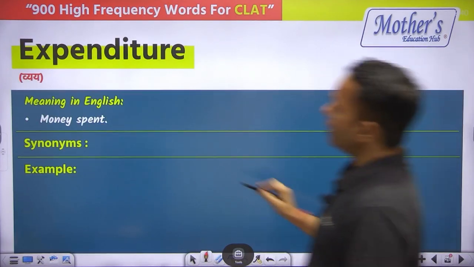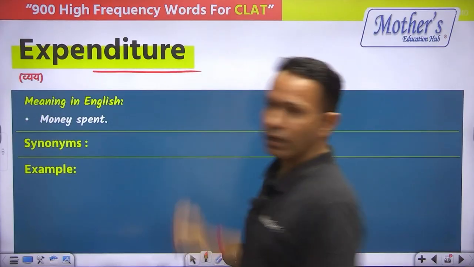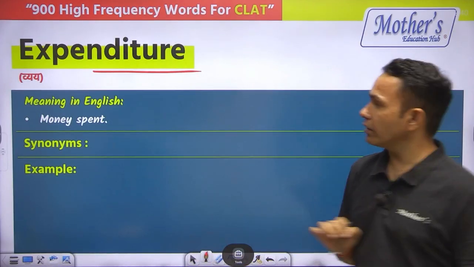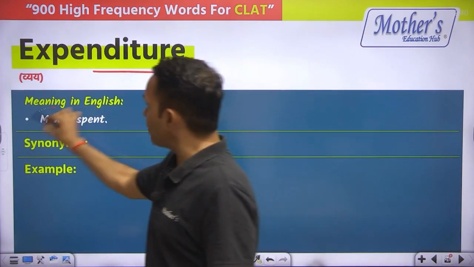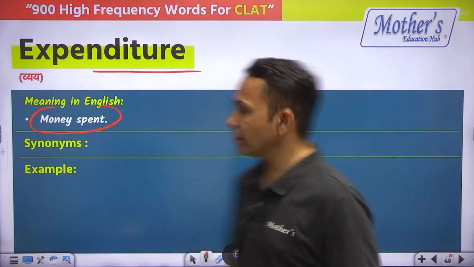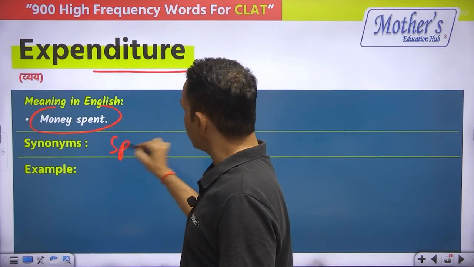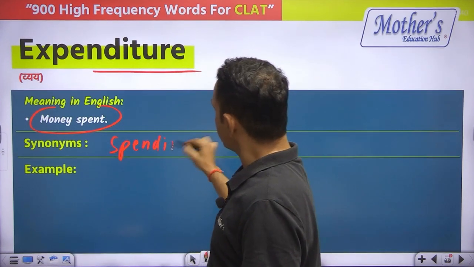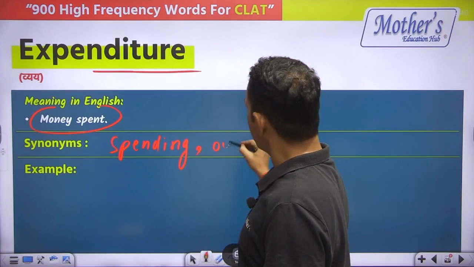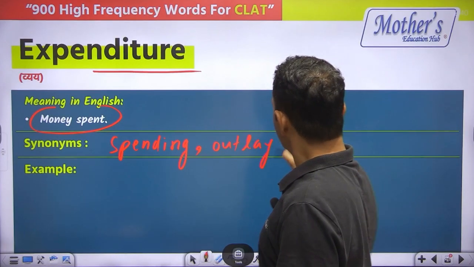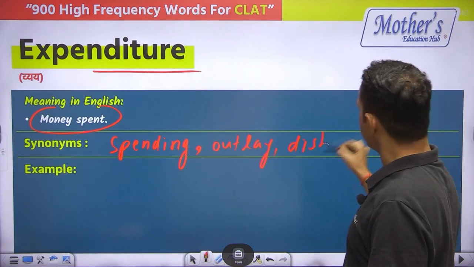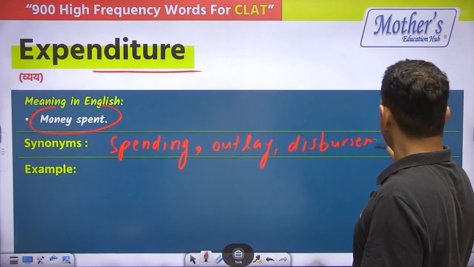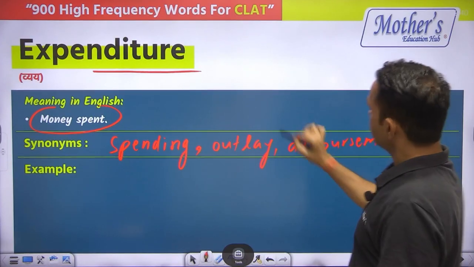Our next word is expenditure. Expenditure means money is spent. So expenditure means spending, outlay, disbursement, distribution.